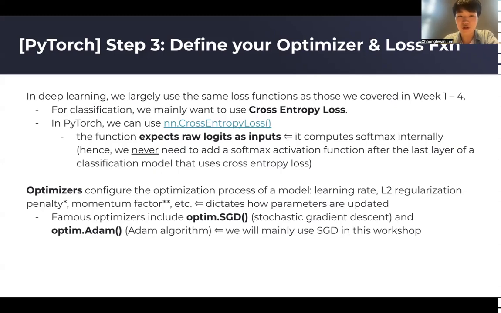An optimizer configures the exact backpropagation process of a model, right? So it defines the specific algorithm you're going to use for backprop. It defines key parameters like the learning rate, L2 regularization, momentum, etc. Some famous optimizers include the stochastic gradient descent algorithm, which is basically the one we've been covering in this workshop, as well as the Adam algorithm, which is a more modern approach used in a lot of deep learning methods. For the sake of simplicity, we're going to be focusing on stochastic gradient descent. But do know that both of these algorithms are very commonly used as optimizers for a deep learning model.